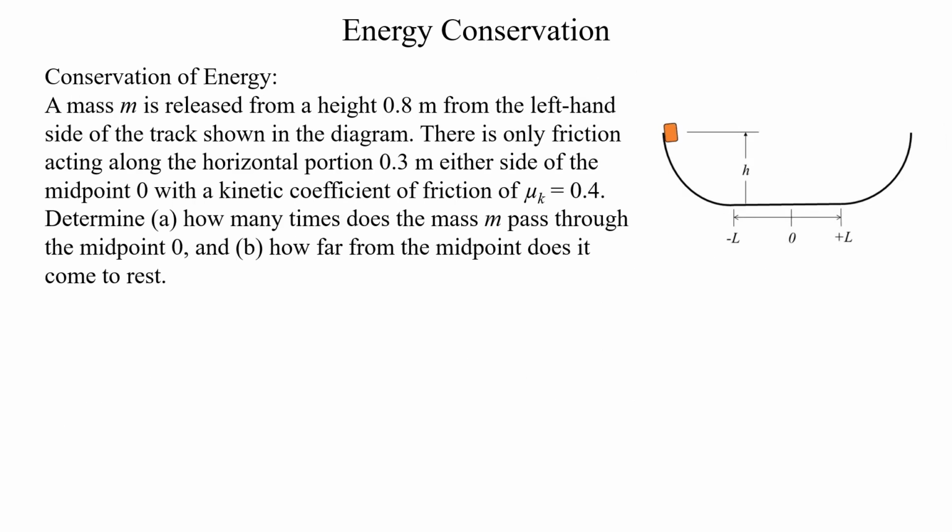All right, here's one more problem involving friction. We have a mass m released from a height of 0.8 meters from the left-hand side of the track shown in the diagram. There's only friction acting along the horizontal portion, which is 0.3 meters on either side of the midpoint, 0. There's a coefficient of kinetic friction over this flat spot of mu sub k equal to 0.4.